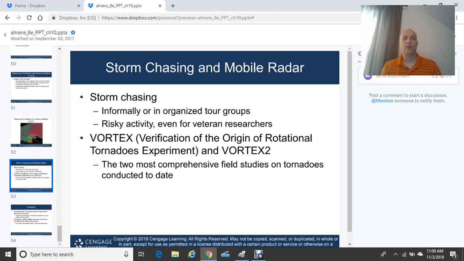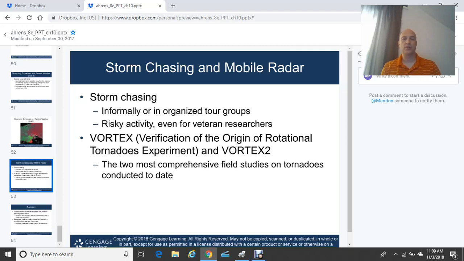VORTEX and VORTEX 2 were field studies that were done on tornadoes. If you watch some of the Weather Channel, Mike Bettis, he'll talk about it. He was on one of these VORTEX experiments. He went out to the Central Plains and they chased tornadoes, and there's a lot of scientific research going on in these VORTEX and VORTEX 2. VORTEX stands for Verification of the Origin of Rotational Tornadoes Experiment.